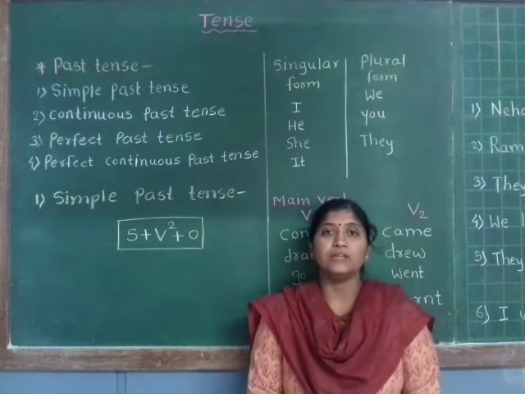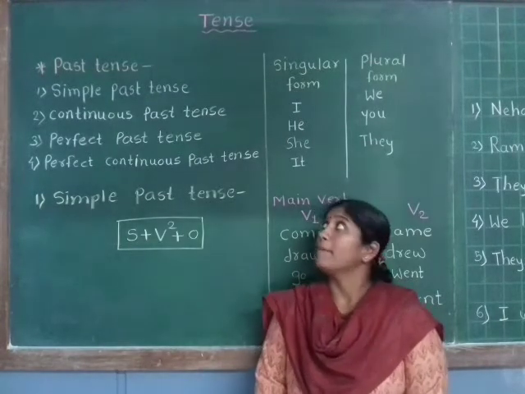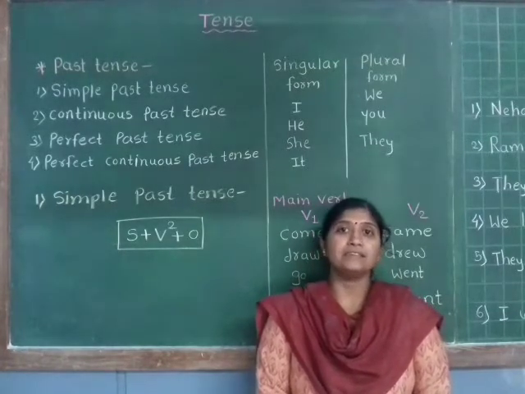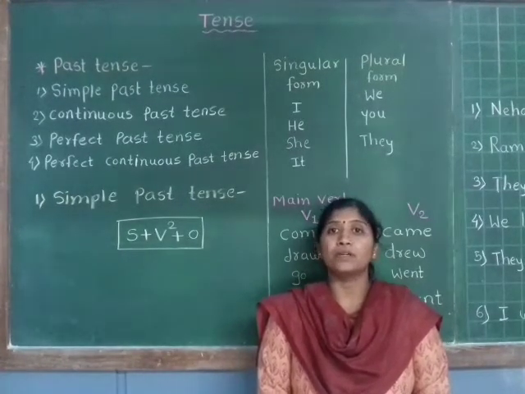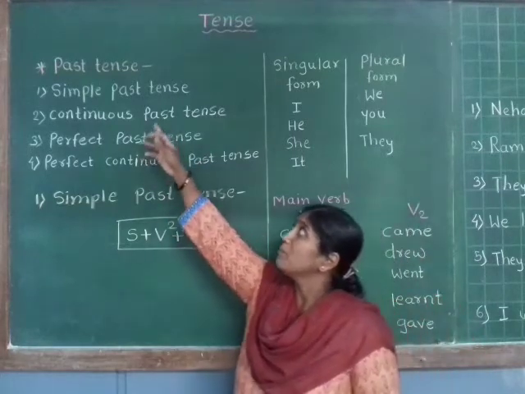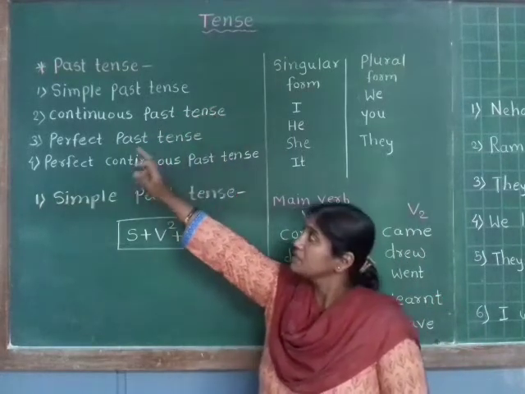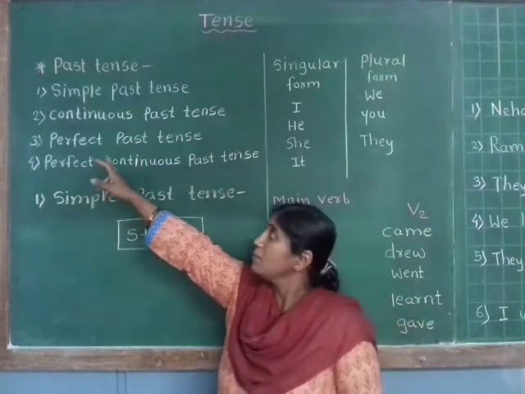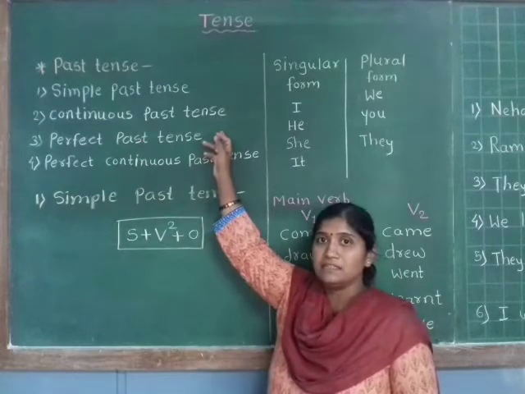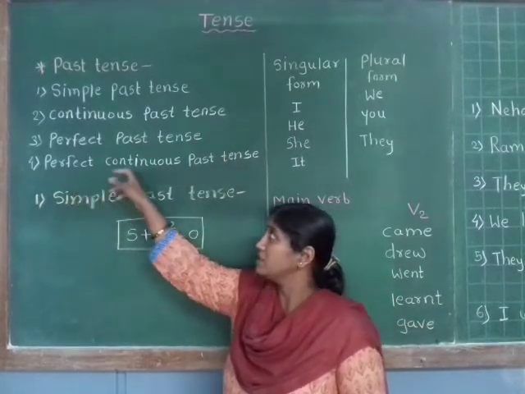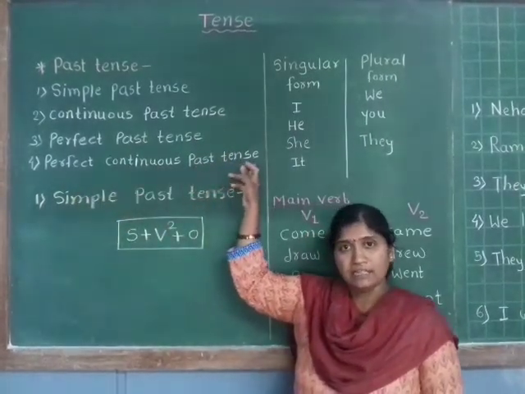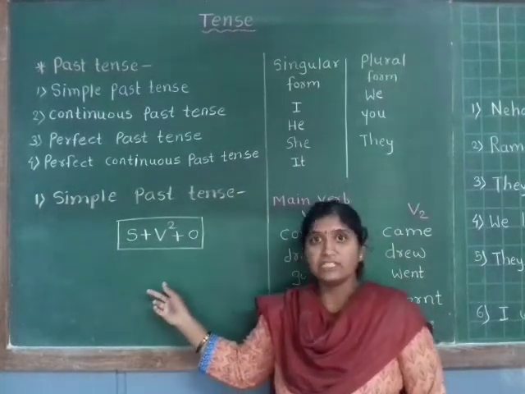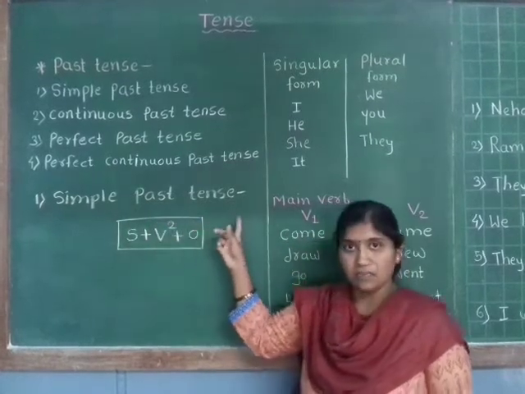Present tense, and today we are going to learn past tense. Like present tense, past tense also has four types. First, simple past tense. Second, continuous past tense. Third, perfect past tense. And fourth, perfect continuous past tense. But today we are going to learn only the first tense, simple past tense.